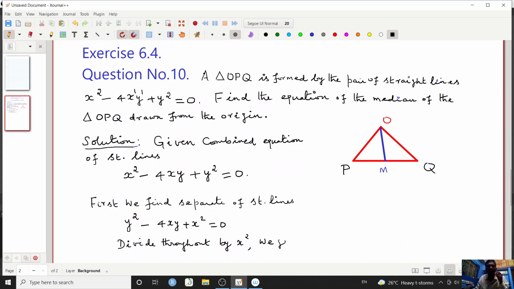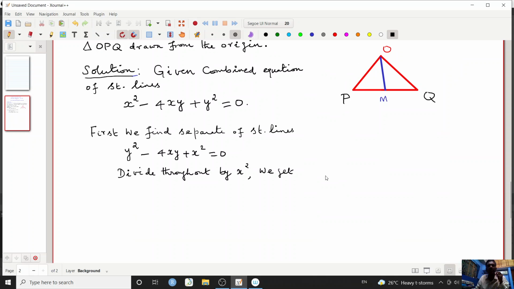On dividing this throughout by x square, we get y by x whole square minus 4 times y by x, because x will go off. Then x square by x square gives 1, and that is equal to 0, since 0 by x square is 0. Of course, x is not equal to 0.